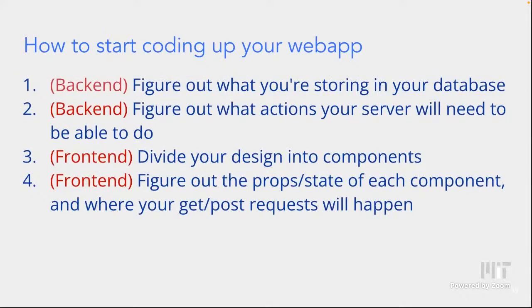So I think there's 4 main steps that work for turning your web app into code. The first thing to do is figure out what you need to store in the database. And then you want to figure out what your server needs to be able to do. What kind of requests will you be making to your server? And then moving to the front end, you want to divide your design into components, easily manageable little pieces. And then maybe figure out the props and the state and your get and post requests.